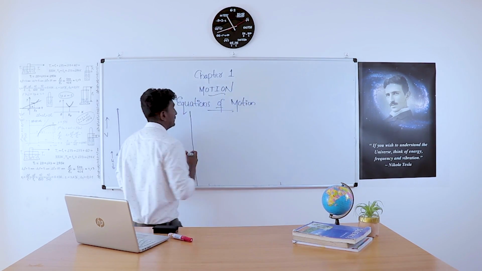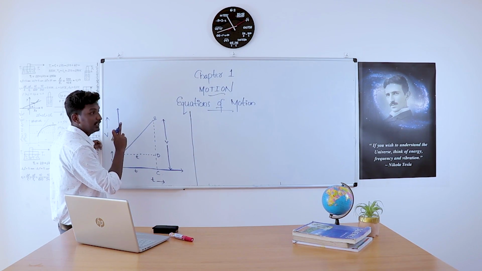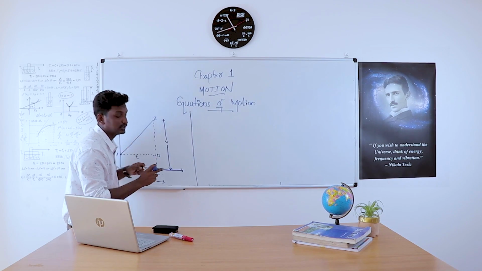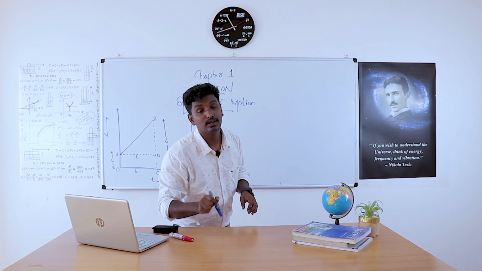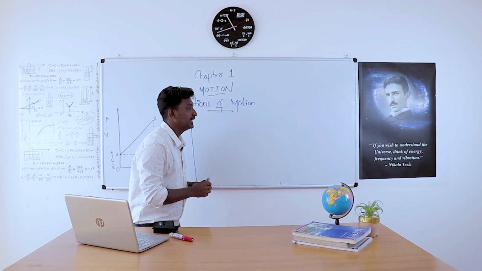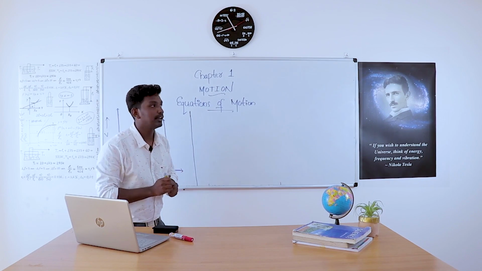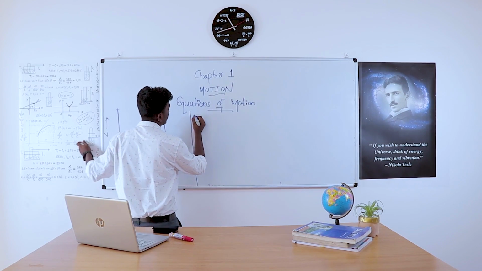Now I am going to derive the second equation. Look, we already discussed the velocity time graph, and we know that the area under a velocity time graph gives displacement. That is the condition I am going to use here.